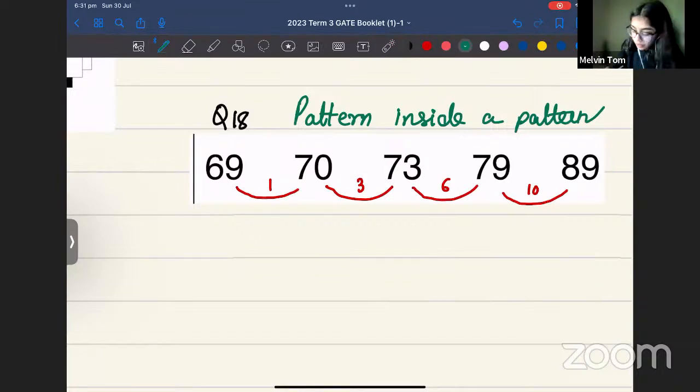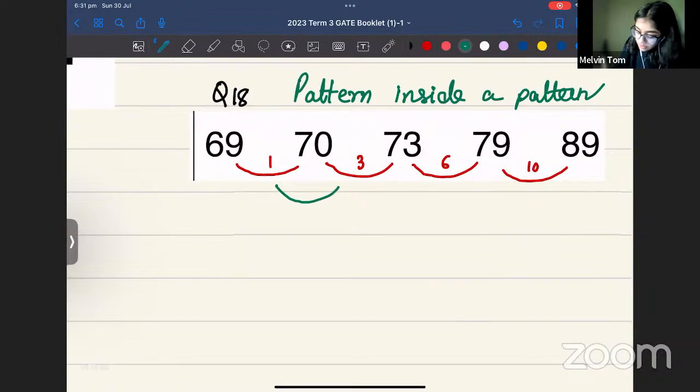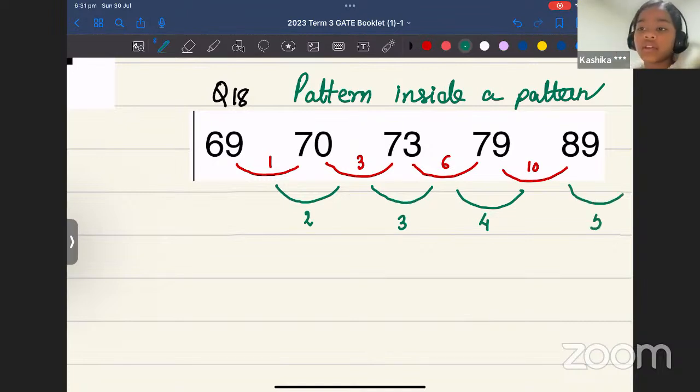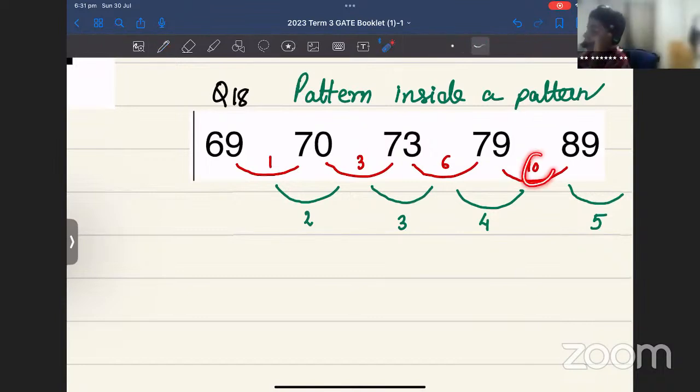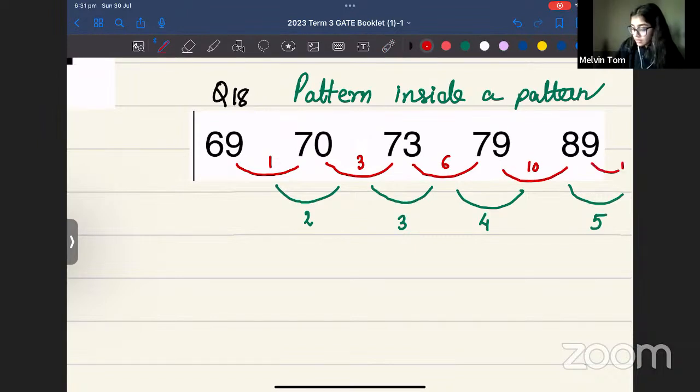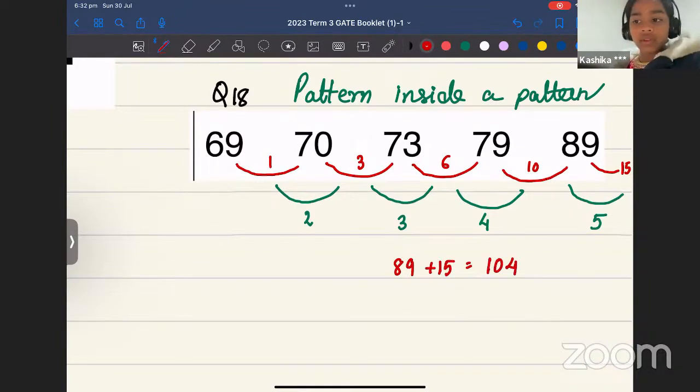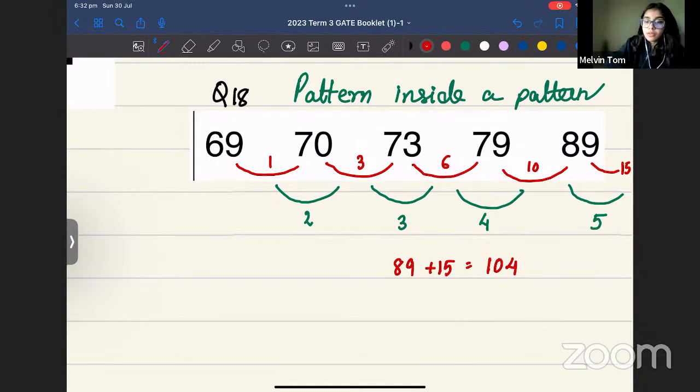Okay. So from 1 to 3, the difference is 2. From 3 to 6, the difference is 3. From 6 to 10, the difference is 4. 2, 3, 4. What's the next one going to be? 5. So 10 plus 5 is 15, right? So what's 89 plus 15 going to be? 104. Bingo. Again, a moment of realization. Very nice. I like that noise.